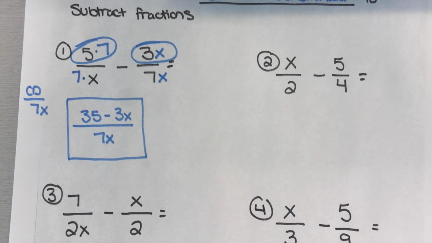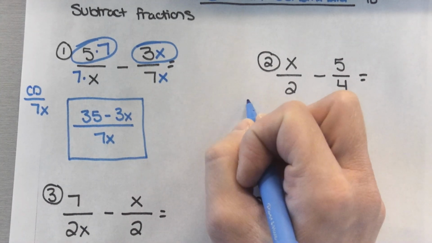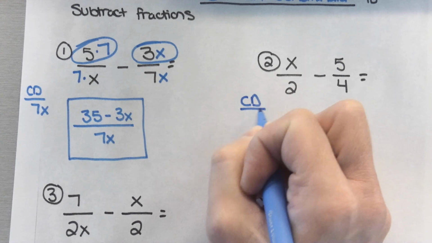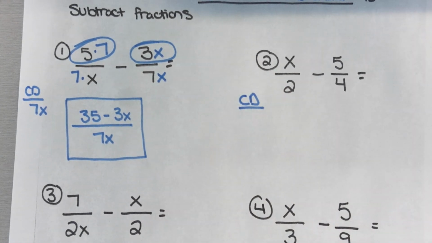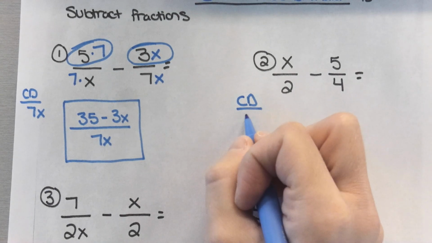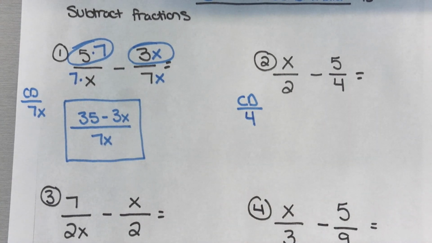Okay, let's look at the next one. We need a common denominator again. What would be a good common denominator if I have a 2 and a 4? 4. Because I can't really backtrack that into a 2, right? That would be hard. So can I turn this into a 4? Yes. So let's make our common denominator be 4. So backtracking isn't really a thing. It's kind of moving forward and making it bigger is our thing.